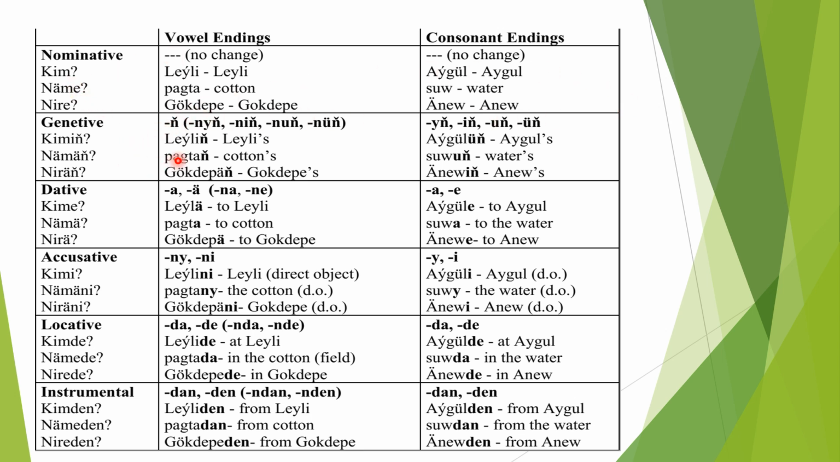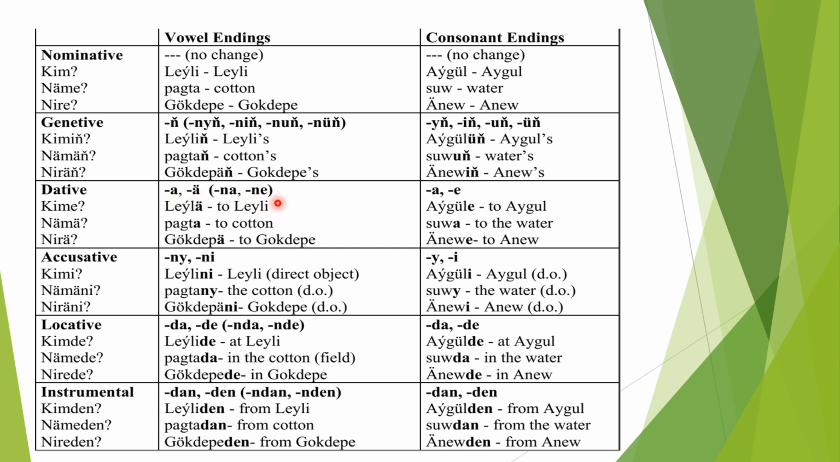That's all. Then the next one, genitive case. Kimiň, nämäniň, nireniň. The suffixes ň, yň, iň. Leýliniň, partanyň, Göktepäniň. Pay attention. Here the word is Göktepe, but when we say some words long, as I told you, we need to change it because we don't have long vowels, we have just short, so we change it to Göktepäniň. Anawyň, suwuň, Aýgulyň.